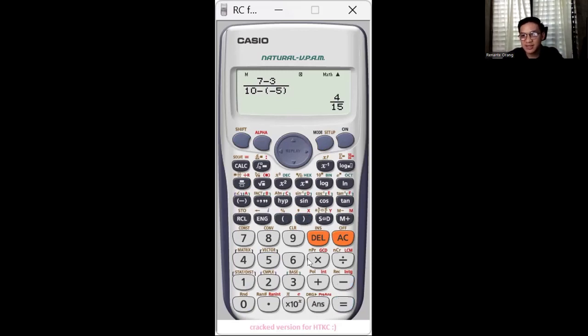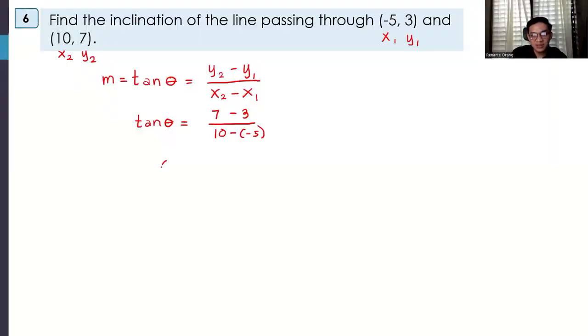Let's transfer tangent to the other side. We have shift tan. It becomes tan raised to negative 1 because it is transferred to the other side. Then, answer equals. So, therefore, our angle is 14.93 degrees. Let's input here, angle theta is equivalent to 14.93 degrees. And that is our final answer.